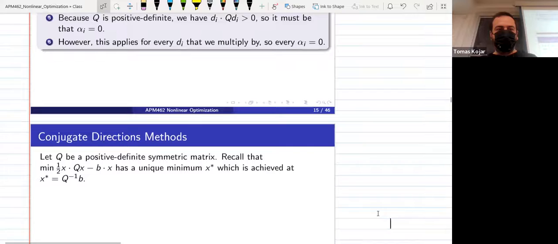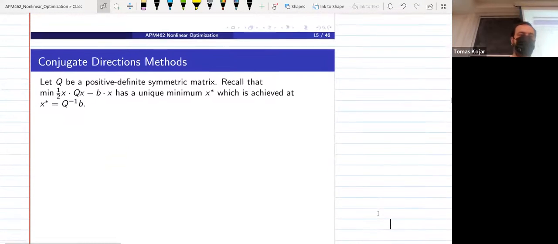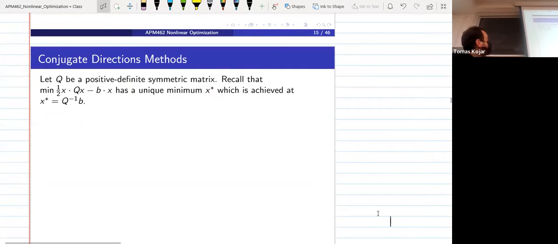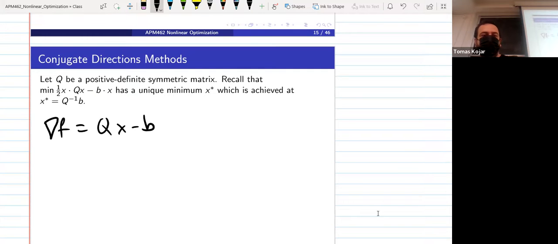All right, finally, let's talk about the method. And then we'll take a break. So when you want to minimize this, I think we made it clear that when you take the gradient of this guy, call it f, you end up with Q of x minus b. So when you set this to 0, you get that the minimizer is this inverse.